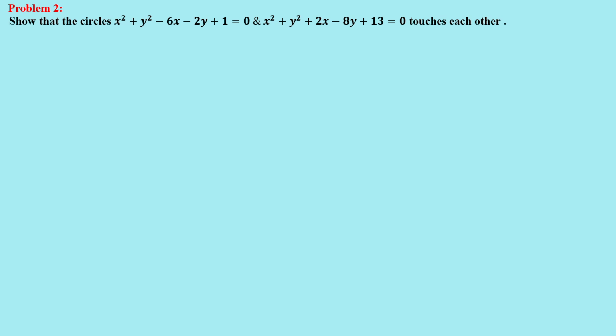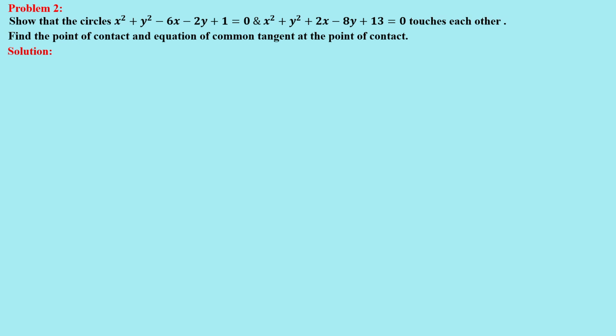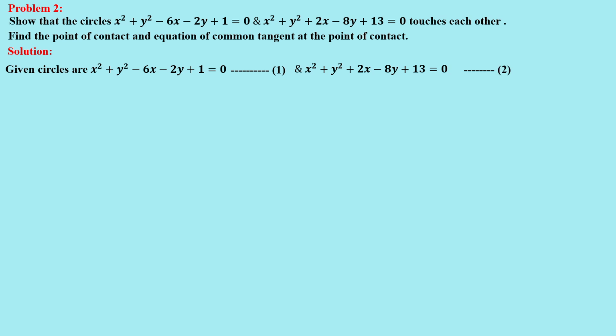Next problem: show that the circles x² + y² − 6x − 2y + 1 = 0 and x² + y² + 2x − 8y + 13 = 0 touch each other. Find the point of contact and the equation of the common tangent at the point of contact.